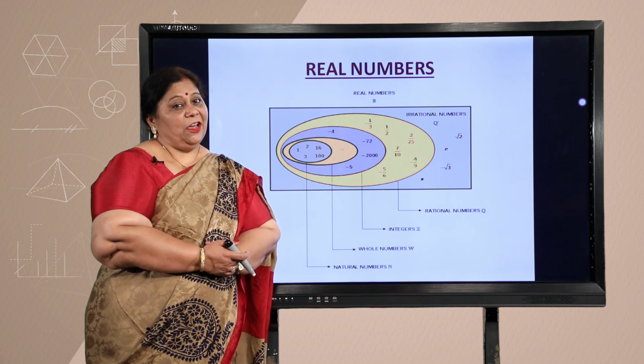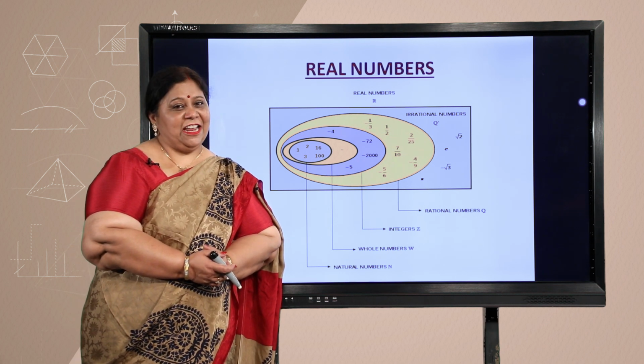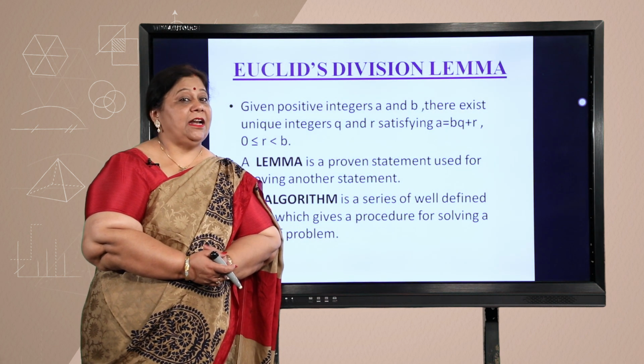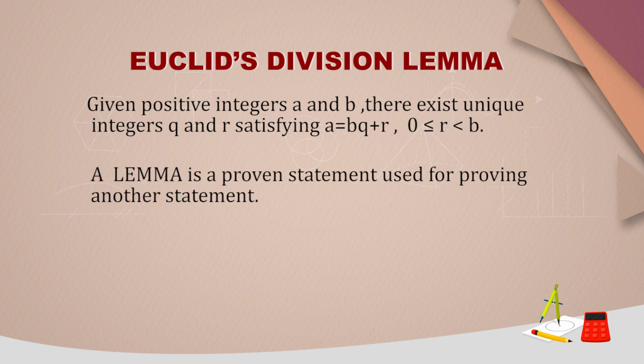In this, Euclid, father of geometry, has given us a very interesting division lemma. Let us look into what this division lemma is. Given positive integers a and b, there exist unique integers q and r satisfying a is equal to bq plus r, and r is greater than or equal to 0 and less than b. A lemma is a proven statement which is used for proving another statement.